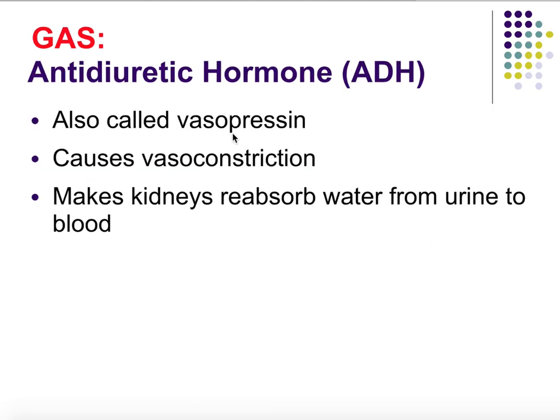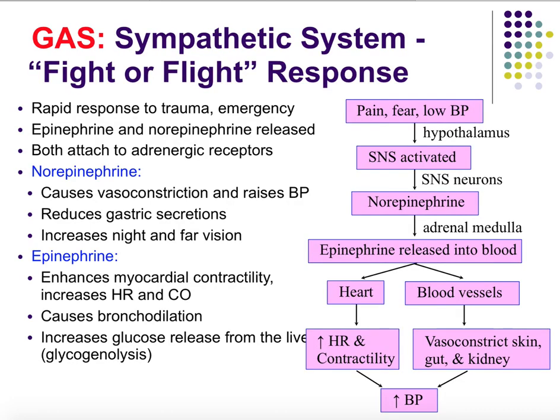Antidiuretic hormone, also known as vasopressin, causes vasoconstriction, and in the kidneys, it causes reabsorption of water, so less urine is produced. And for the sympathetic response, we know that the hypothalamus can activate sympathetic neurons and cause the release of norepinephrine as well as epinephrine through the adrenal medulla, the hormone. And the effect of the sympathetic on the heart is an increase in heart rate and an increase in contractility. So your heart's going to beat faster and stronger. Your blood vessels will vasoconstrict in the skin, the gut, and the kidneys, and all of that is going to cause a rise in blood pressure.